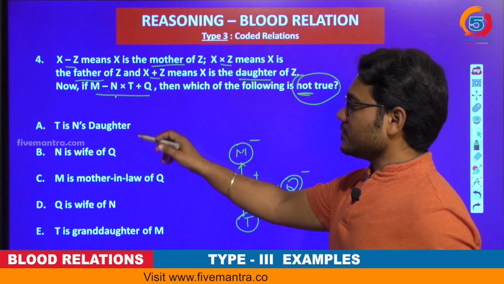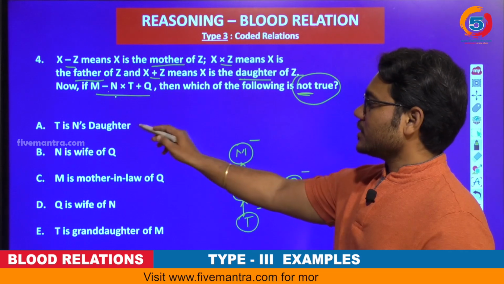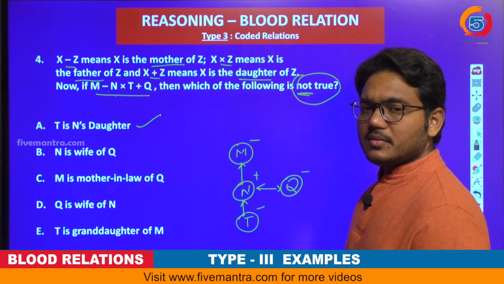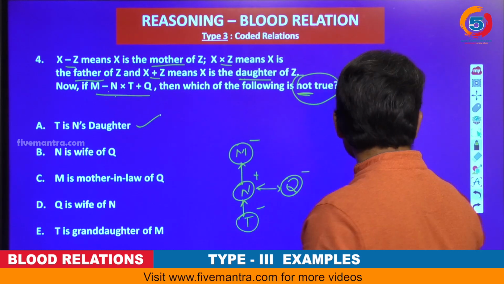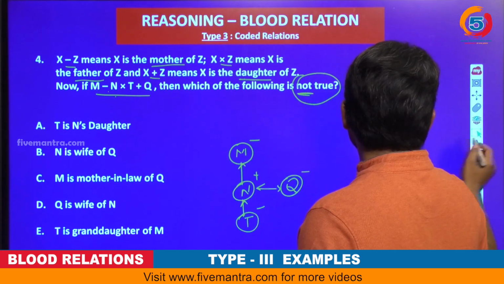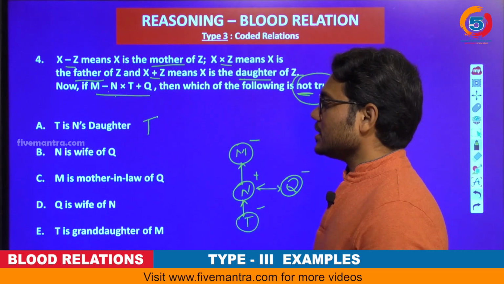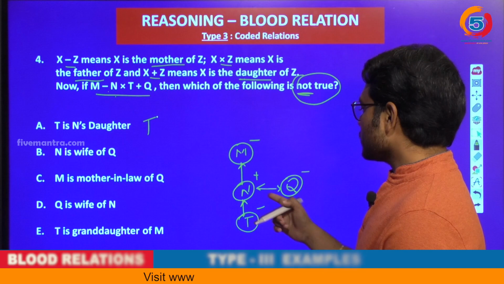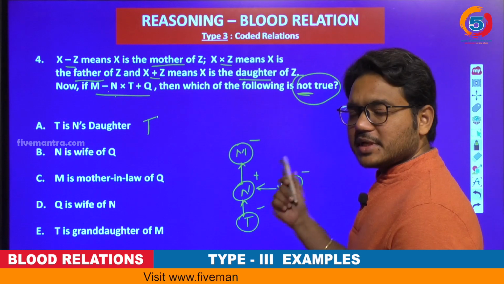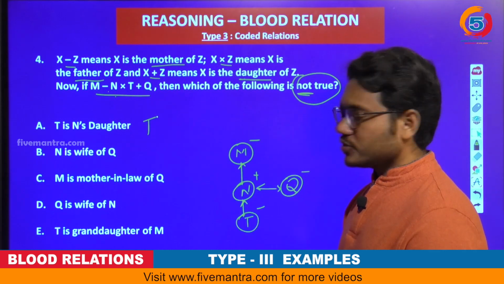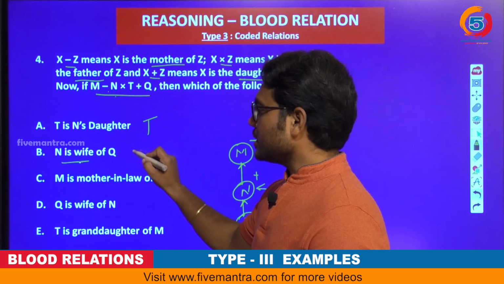So try to check the first one. T is N's daughter. Is it so? N's daughter. It is obvious. So the first one is correct. Means we are not identifying the answer here. First we are checking whether they are true or not. So this is true. First one is true. Check the next one. N is wife of Q. Is it so? N is male. You cannot say N is wife. So obviously, by this statement itself, wife, you can say that this is not true.